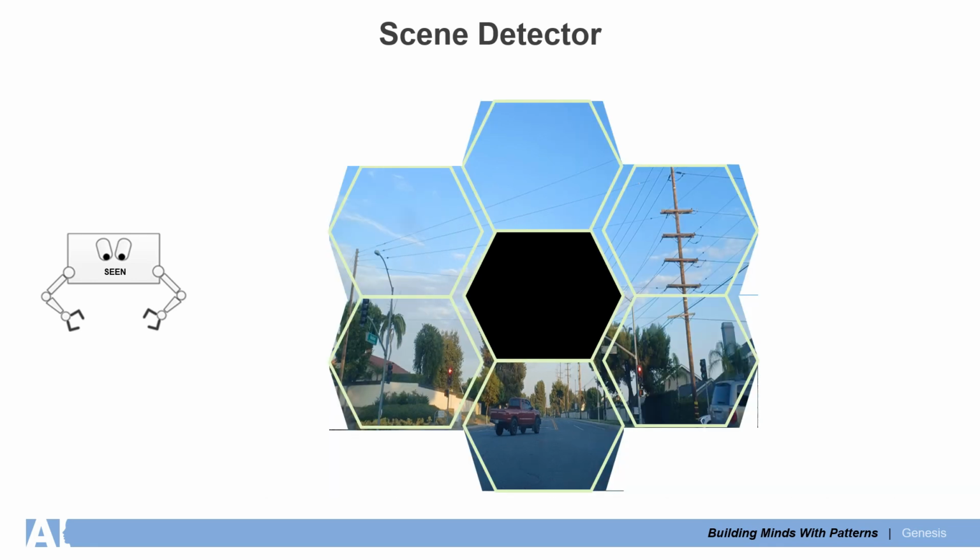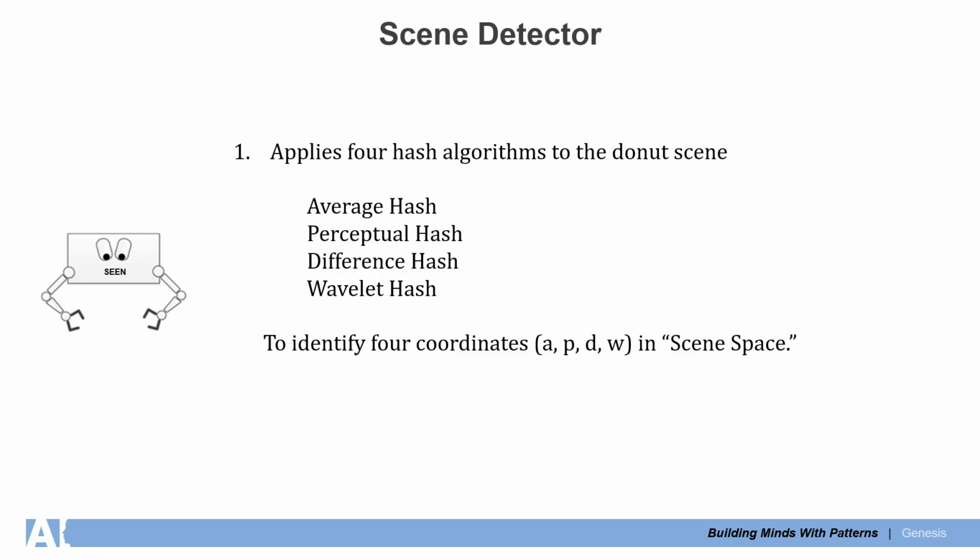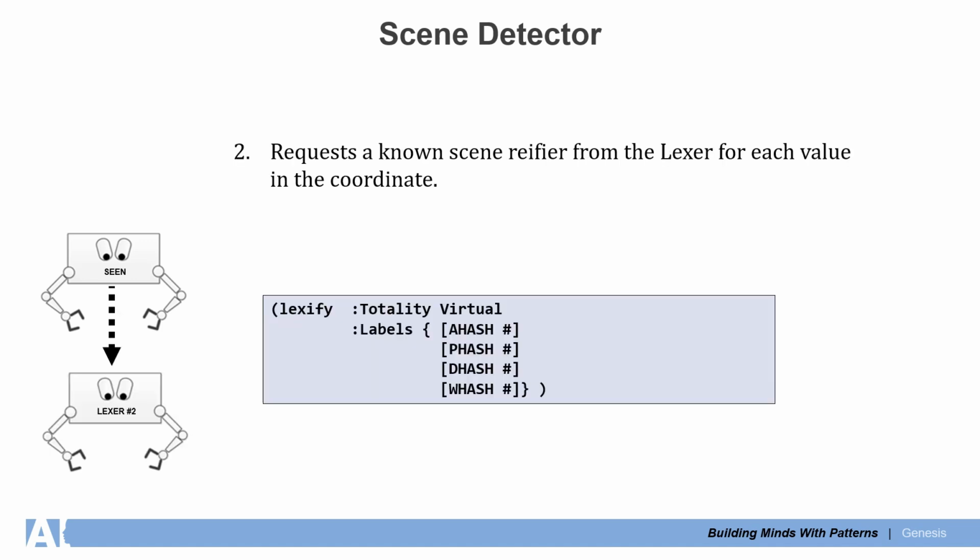For three-dimensional scenes, a honeycomb background scene frame is created and likewise adjusted. Then the scene detector applies 4 hash algorithms to the donut scene: average hash, perceptual hash, difference hash, wavelet hash, in order to identify 4 coordinates, A, P, D, W, in scene space. Thereafter, the detector requests a known scene reifier from the lexer for each value in the coordinate. Since these hash values are facets or features of the scene itself being a feature of the percept, these reifiers can be virtual, as they are not used for anything beyond identifying the scene.